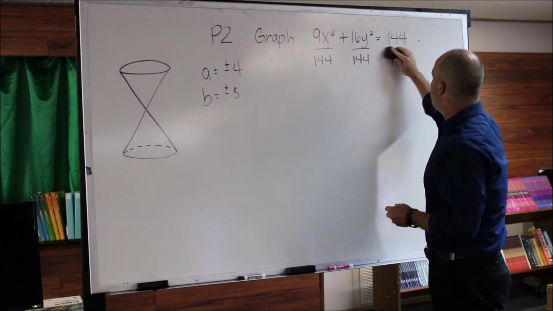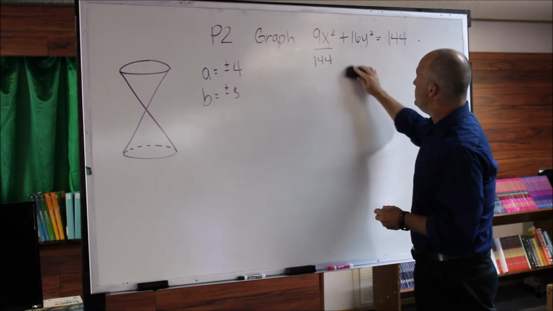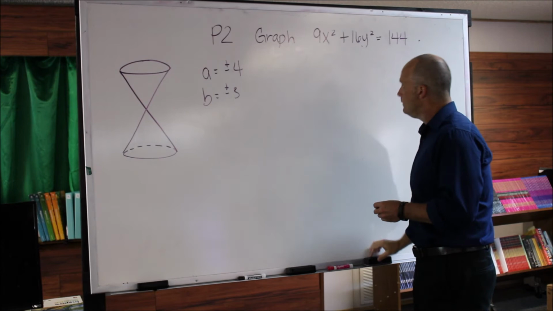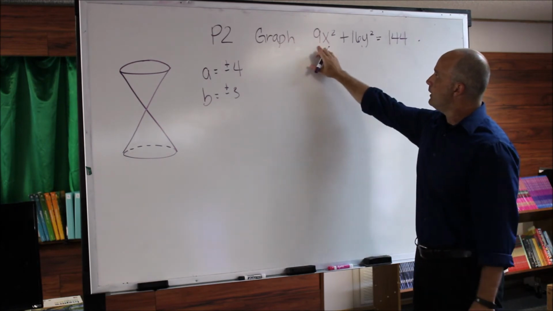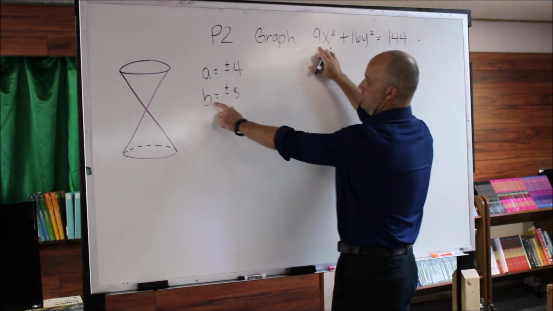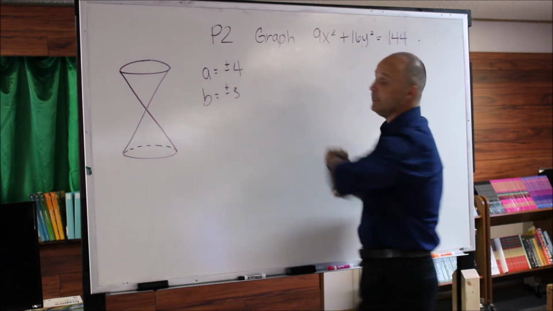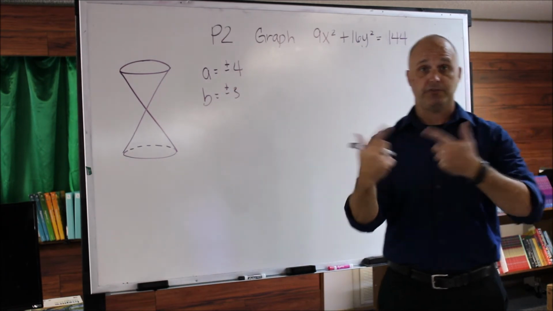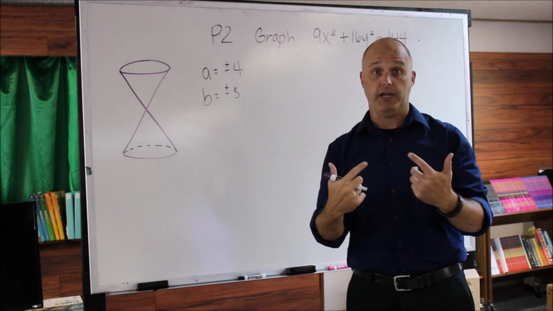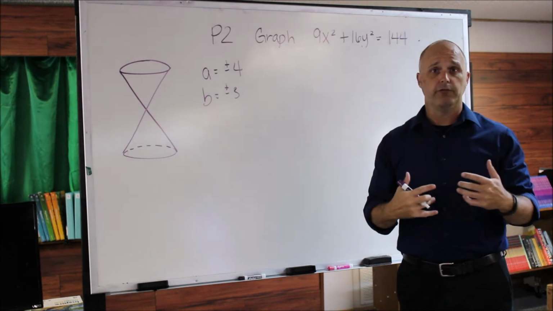Now on this particular problem, what we could have done is this. We could have just gone back here to the beginning and said, if I take the square root of 9, that's going to give me b. If I take the square root of 16, it's going to give me a. So it was actually the opposite of what we would normally think. And so that's another way of looking at it.